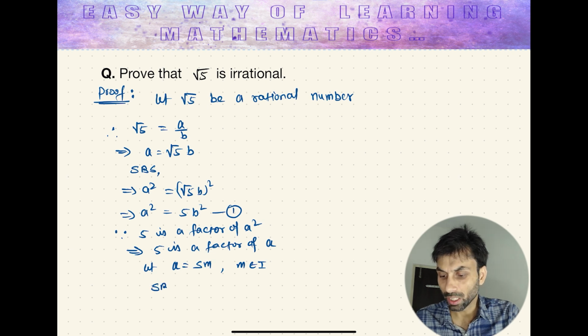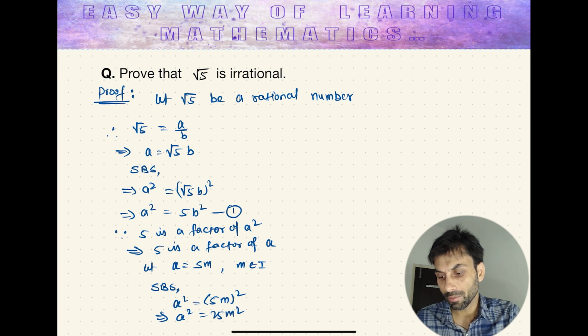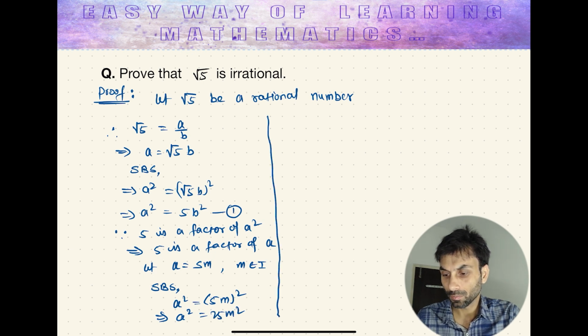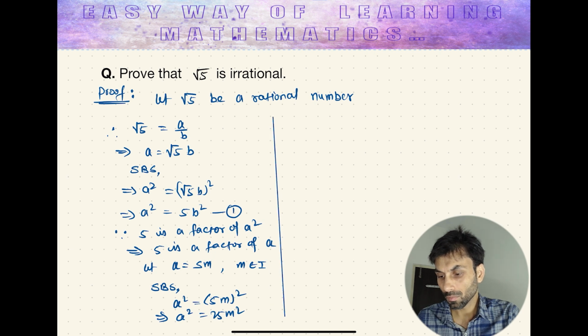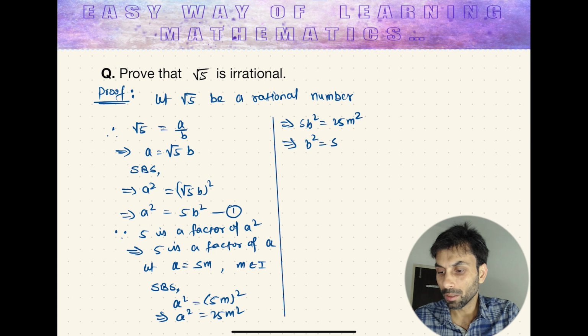And now what we'll do, we'll square it. Squaring both sides, what we'll get, a square equals 5m whole square, which will be a square equals 25m square. Now we'll substitute the value of a square from equation 1. So it will be 5b square equals 25m square. 5 will cancel 25. We'll get b square equals 5m square.